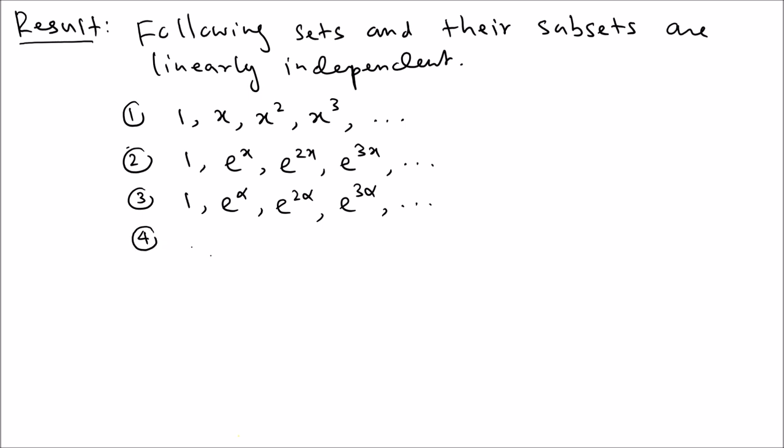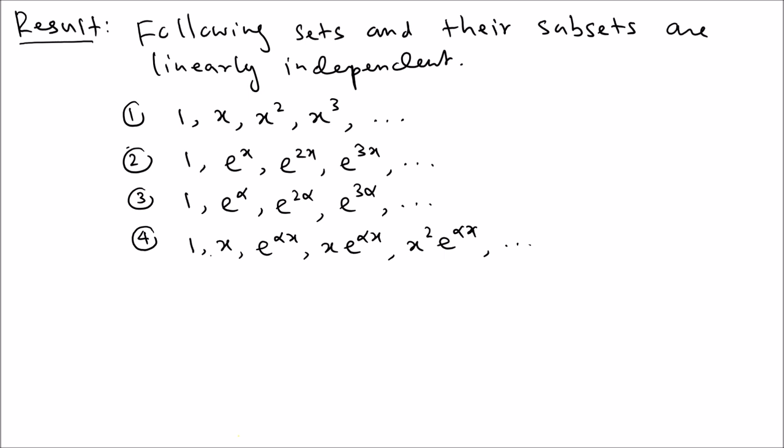Number 4. How about this one? 1, x. This is a very useful one, we're going to use this a lot. e^(alpha x). And then we multiply: x e^(alpha x), and then x squared e^(alpha x). This set is also linearly independent. You can just multiply by x every time. So this set is linearly independent, and any subset of this is also linearly independent.